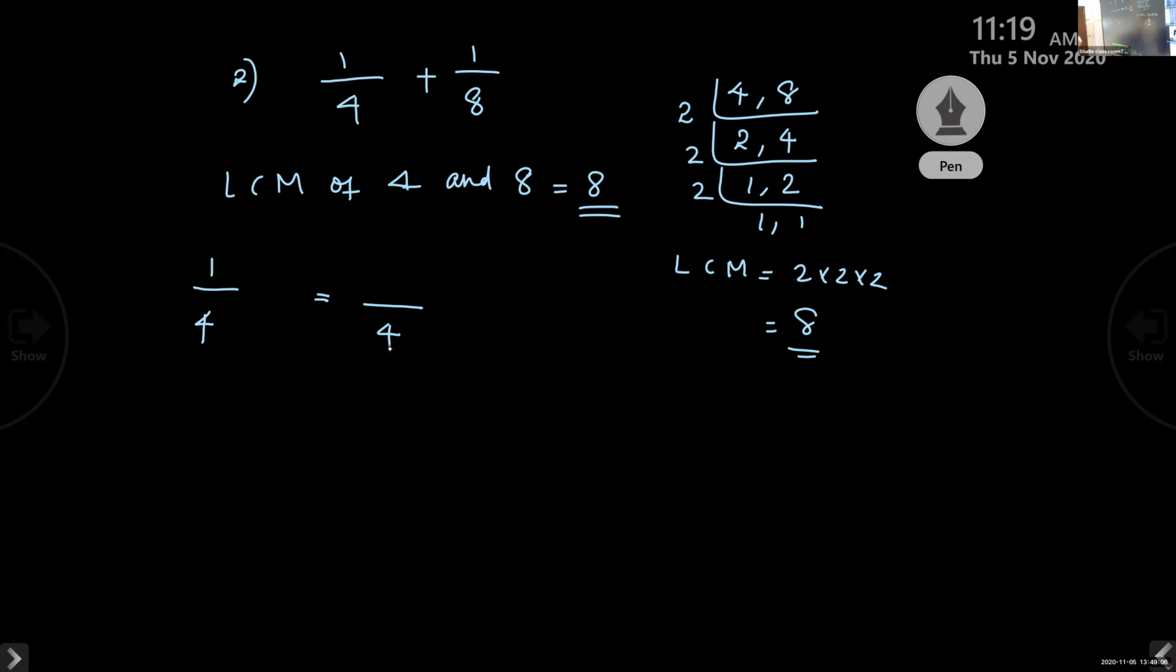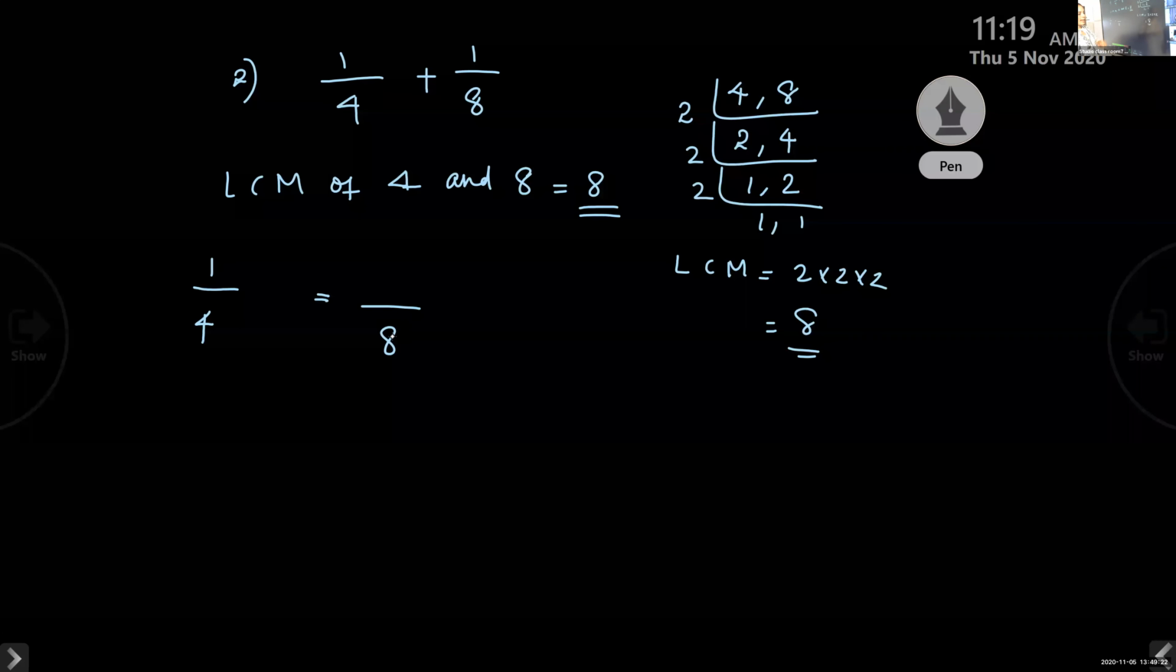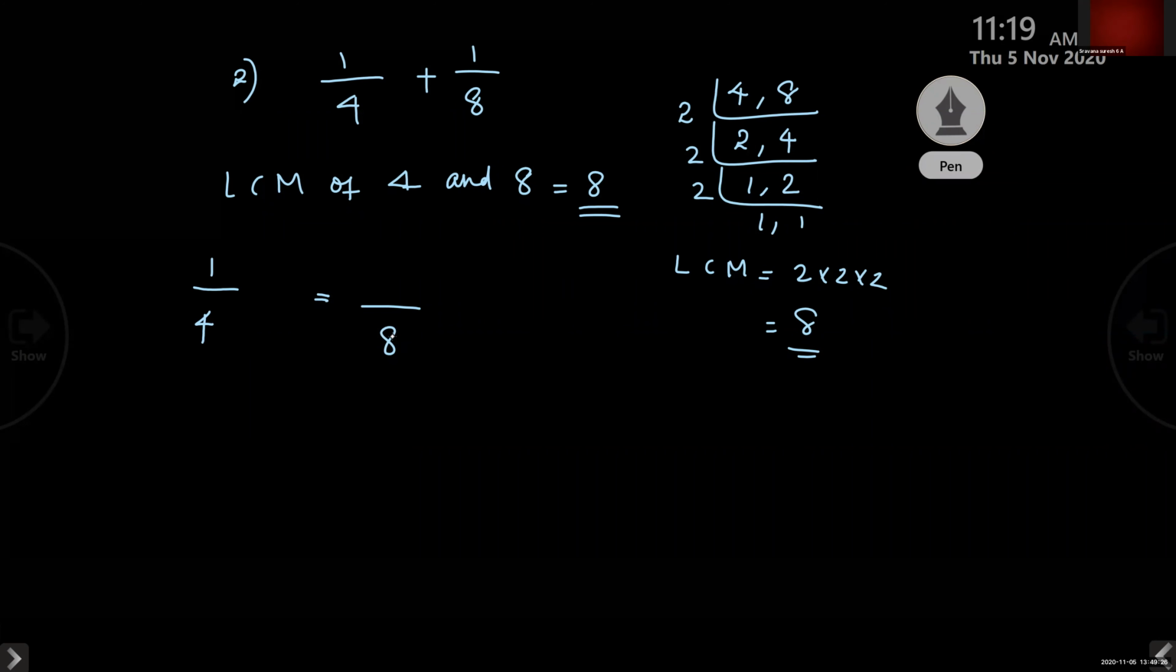Is there any need for multiplying this 1 by 4? Sorry, 8. Now leave some space and write like this. Now your aim is to make that 4 as 8. How will you make it? 4 into 2. Okay, children, 4 into 2.